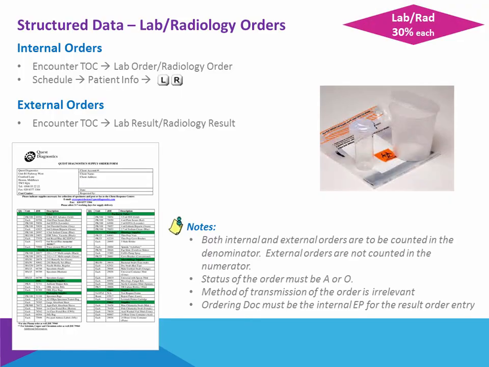Either way, external orders are only counted in the denominator for core set 1, and they are not counted in the numerator.